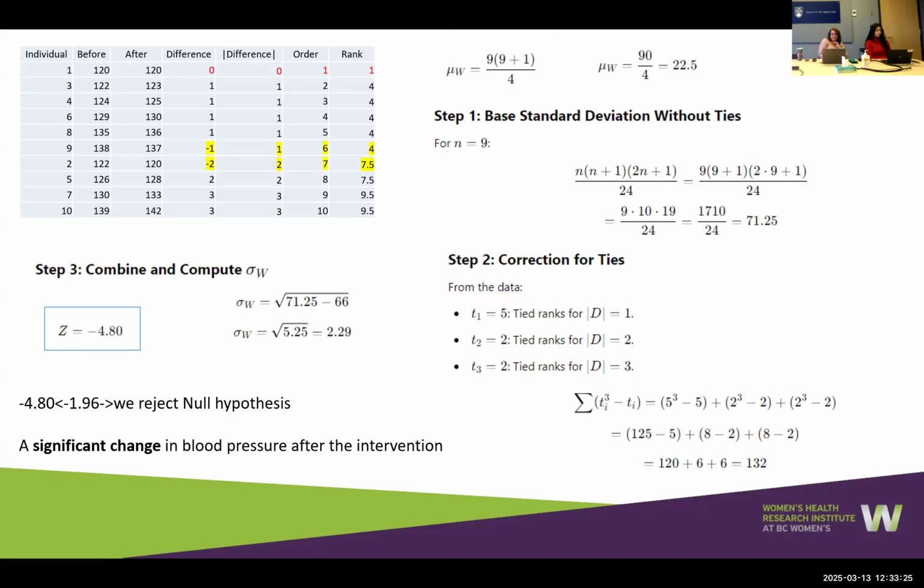So we put everything in the formula, and based on our calculation, our Z value here is minus 4.8. Based on this statistic, because it's less than minus 1.96, we reject the null hypothesis in this case. So basically, we have a significant change in blood pressure before and after the intervention.